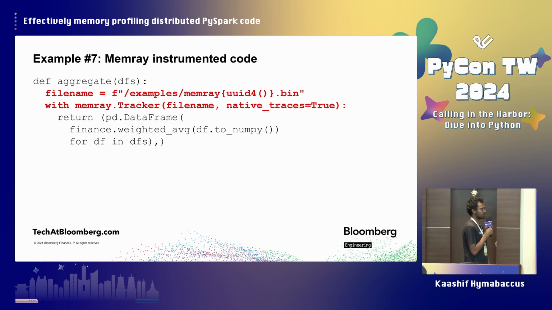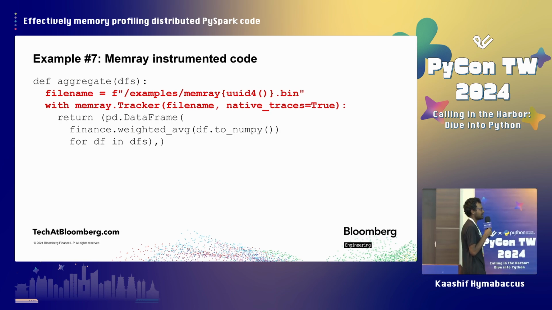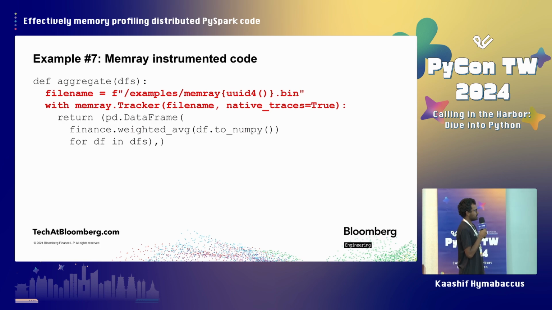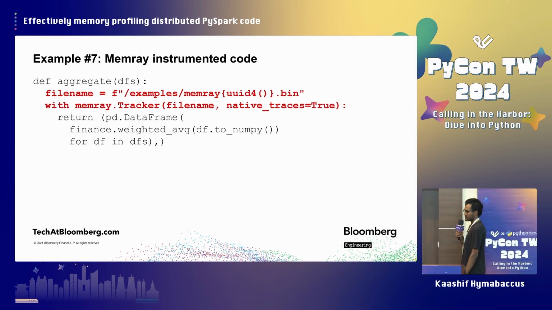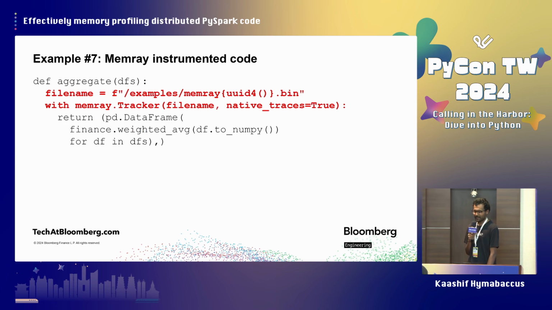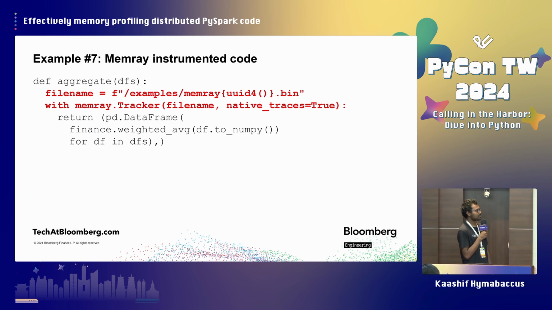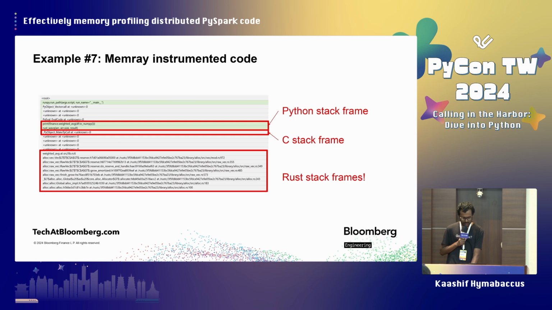So inside the function that we're passing to map-in pandas, you can add this code to profile the code that you're running in executors. So this with block here has this memray.tracker context manager that we're using. You pass it the file name to output the profile to, and you pass it this native traces equals true keyword argument, and that will enable native traces, i.e. stack frames from inside our shared object to show up in the profile. So you add this in and you run it, and this is what you get out.